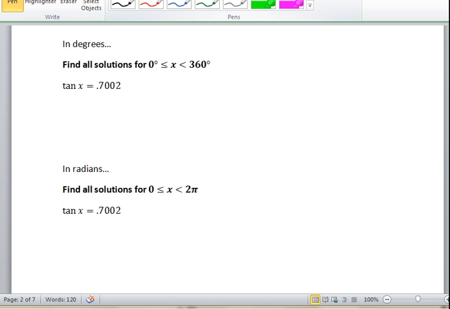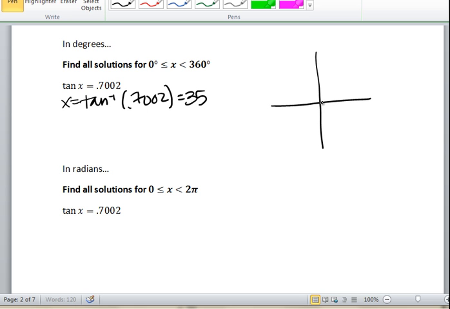Alright, so now we're on to tangent. And again, we first punch this in. We're in degree mode right now in the first problem. So x is equal to inverse tan 0.7002. And my calculator tells me that that is 35 degrees. So I draw my picture here. I'm in quadrant 1, right?